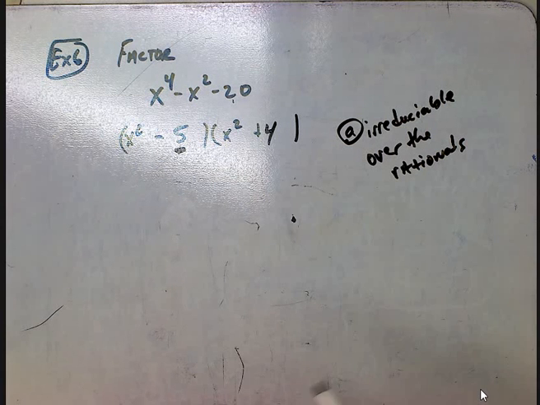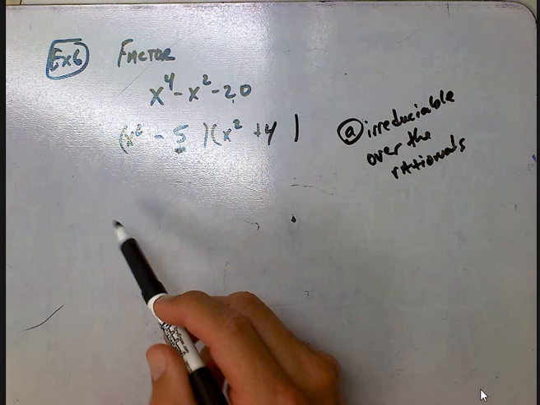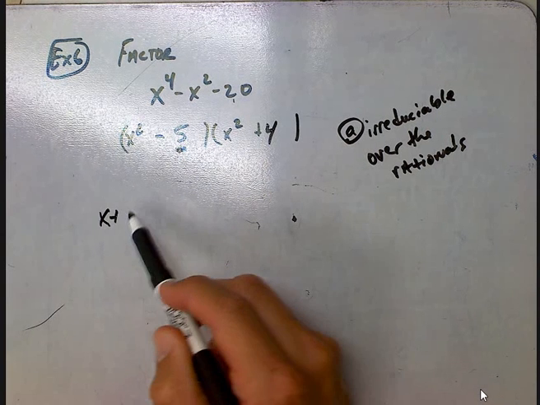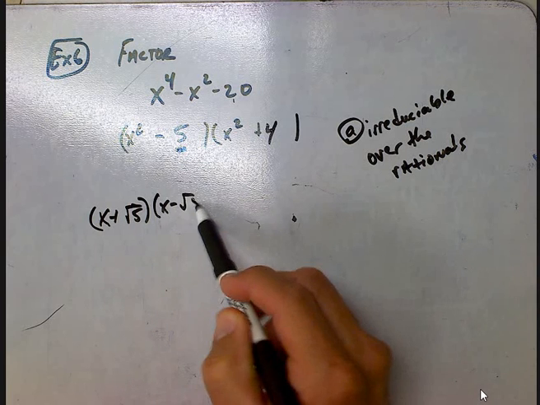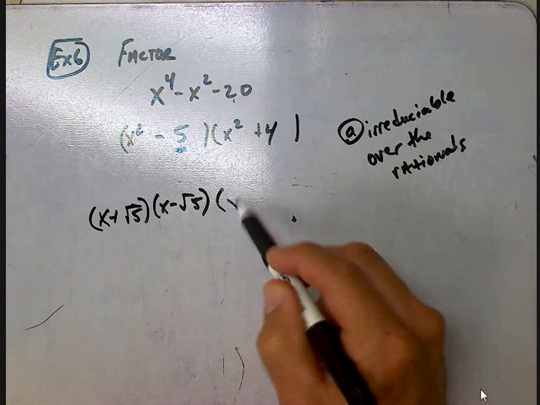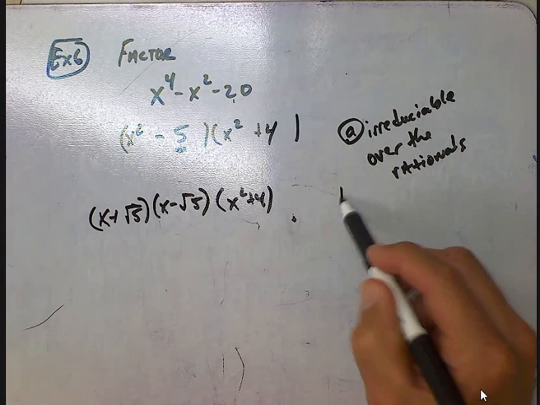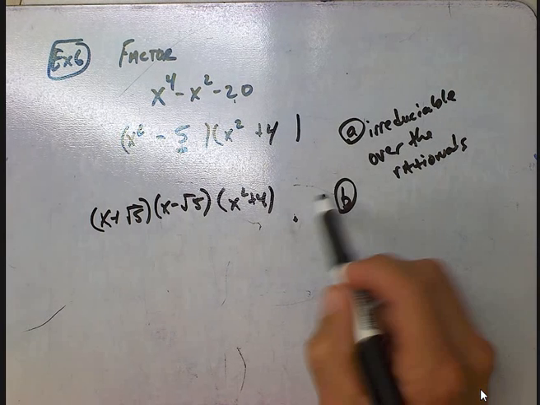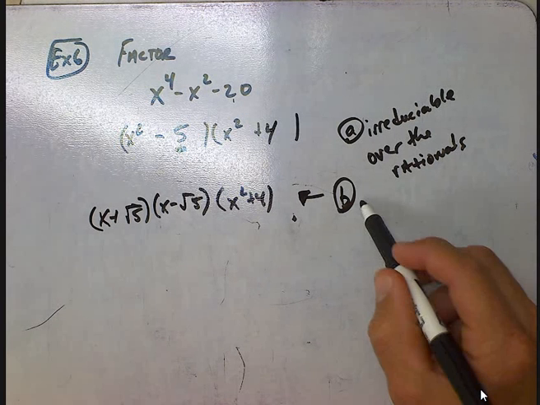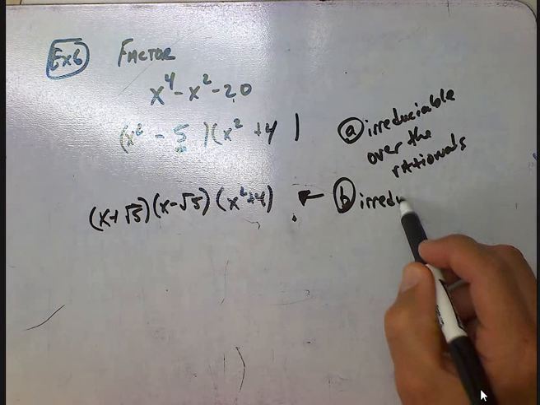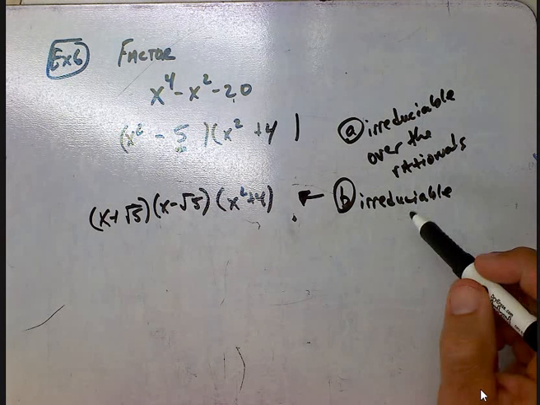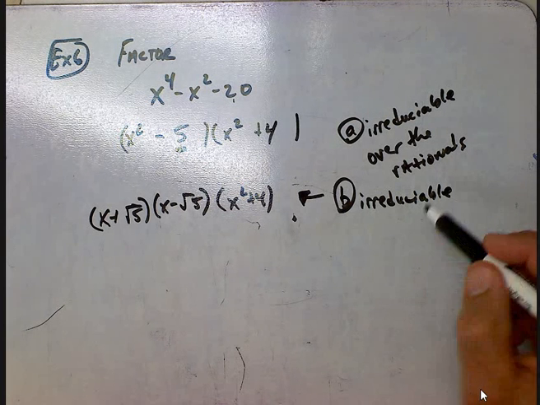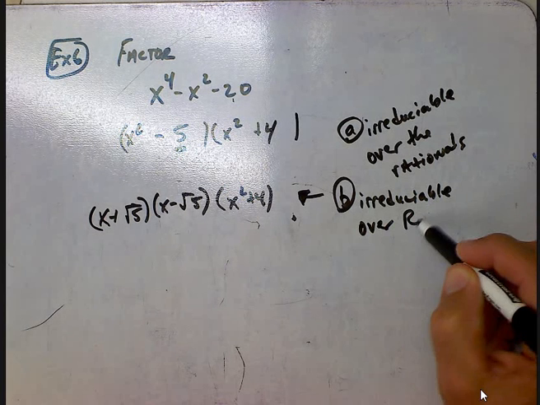If we want to say that since 5 is not a perfect square, I can call this x plus the square root of 5 times x minus the square root of 5. That'll leave me with x squared plus 4. And this is known as irreducible, which means over the reals. Okay, that's what that means.